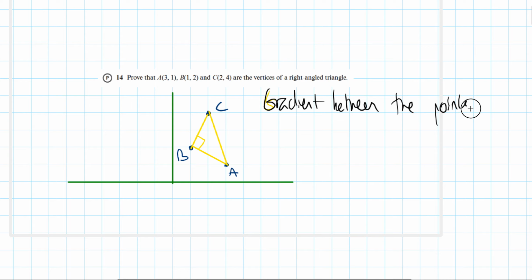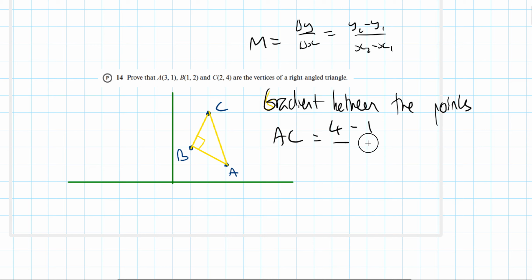So the first gradient I'm going to find is between A and C. To find the gradient, it's equal to change in y over change in x, which is y2 minus y1 over x2 minus x1. Here we're going to take C as the 2 and A as the 1. So it's going to be change in y, 4 minus 1, divided by 2 minus 3. So AC is equal to 3 over minus 1, which is equal to minus 3.